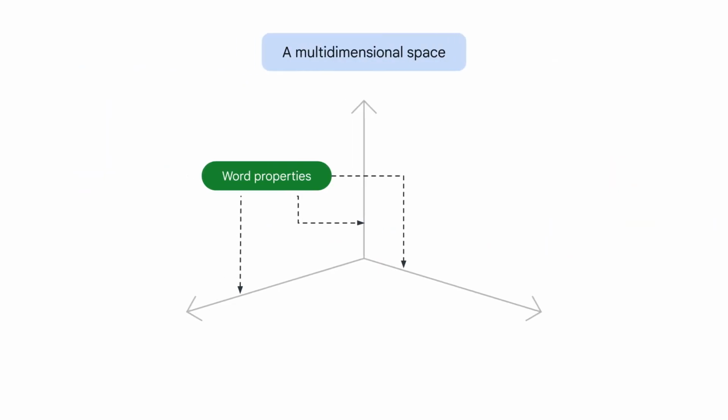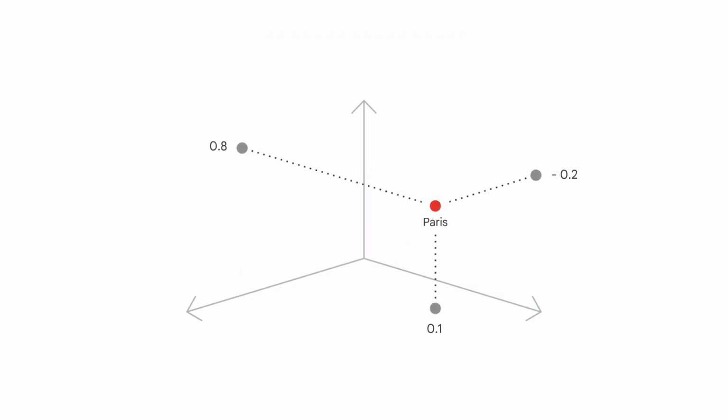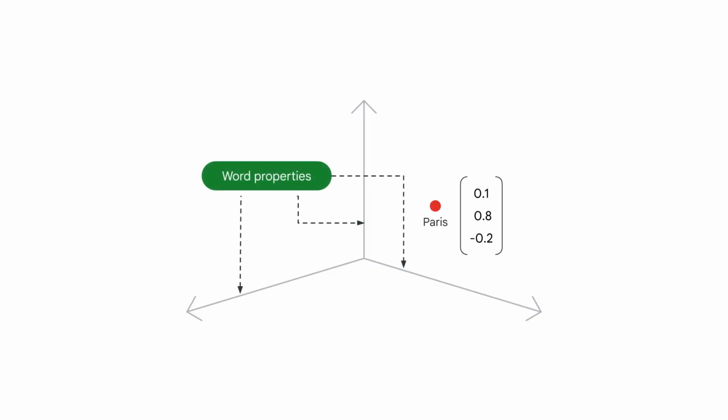Imagine you create such a multidimensional space. Each dimension represents a property of words. You can project the word to this space with quantitative values. You then get your vectors that hold semantic meanings in a vector space.